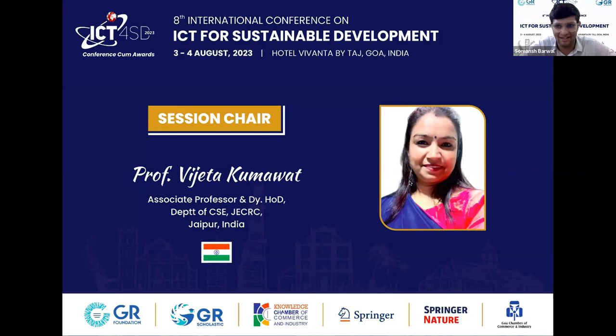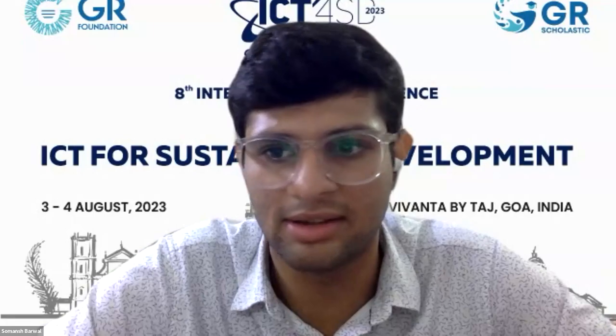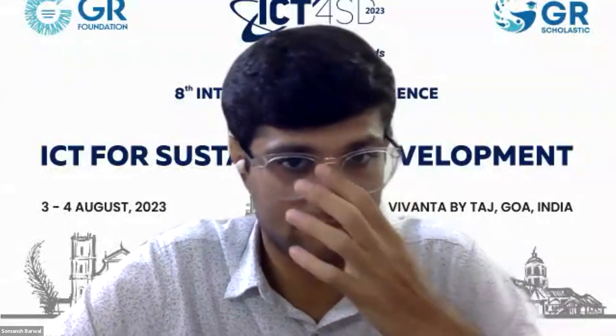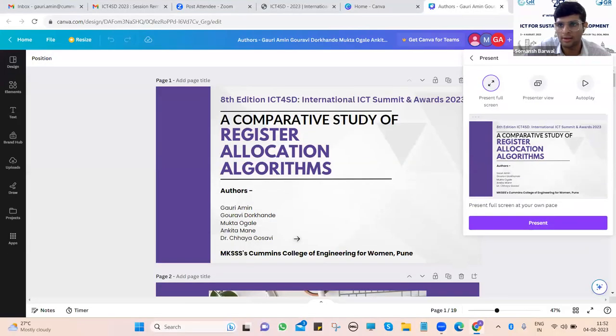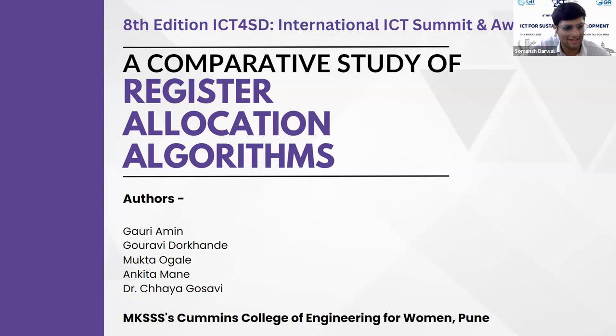Yeah. So I think let's start with the first author. First up, we have Gauri Amin, and her paper title is A Comparative Study of Register Allocation Algorithms. Gauri, ma'am, can you hear me? Yes. Ma'am, please present your screen. Yeah, sure. Is it visible? Yes, ma'am, it's visible. You've got 8 minutes. You must start.